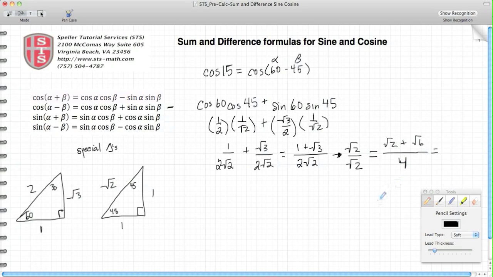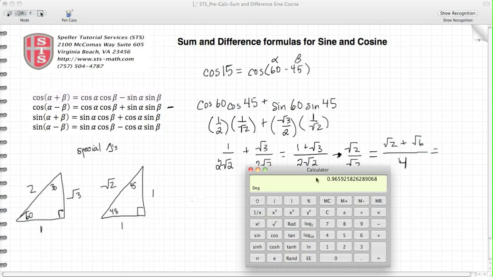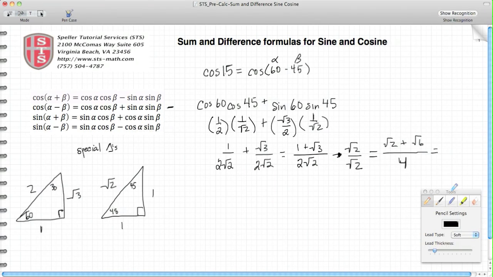Now let's call up the calculator because I want to get a decimal representation of what we're looking at here. So let's clear the calculator. Square root of 2 plus square root of 6 is equal to that, and I divide that by 4, and I see that that evaluates to 0.9659. So let's add that in here. So we believe that to be the answer.